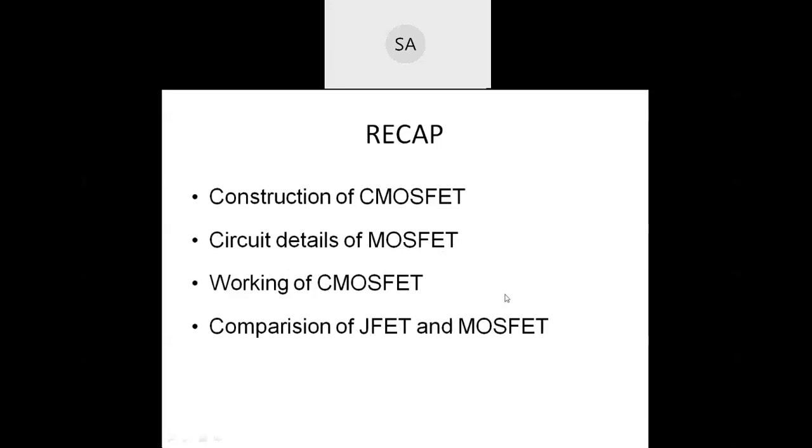In JFET there are two regions, an N region with two P regions, whereas in MOSFET there is only one region, either the N channel or the P channel. In JFET, the channel and the gate form junctions, but in MOSFET the channel and gate form a parallel plate capacitor. The JFET gate is not isolated from the channel, but in MOSFET the gate is isolated from the channel by a layer of SiO2. So gate current is low in MOSFET and high in JFET. Like this, we discussed many differences between JFET and MOSFET.